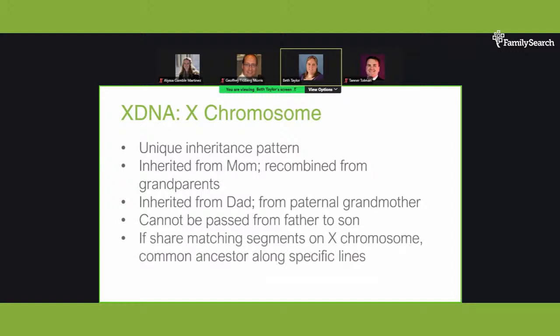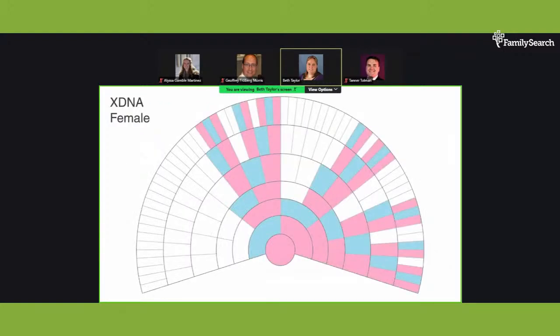So if you share matching segments on the X chromosome, you do know that the common ancestor is along specific lines. And this is something you kind of have to think through, which lines can you get xDNA from. But there are some great fan charts you can just Google. You can say xDNA inheritance. If you look at this female xDNA inheritance for somebody who's biologically female, somebody who's biologically male can inherit the xDNA from fewer ancestors. So again, just keep in mind xDNA might be helpful, especially if you're researching along these specific lines. Don't discount it, though not every testing company will tell you about your xDNA.